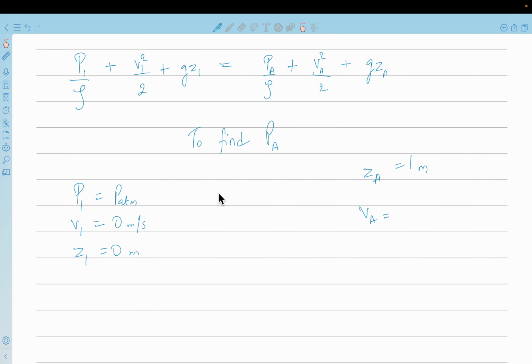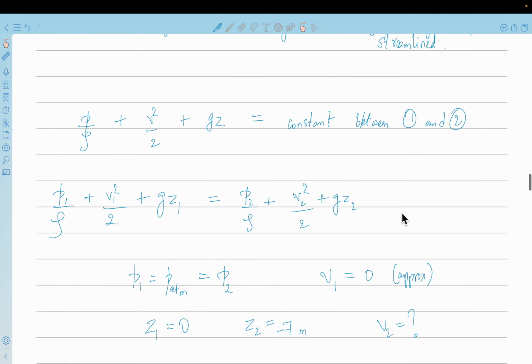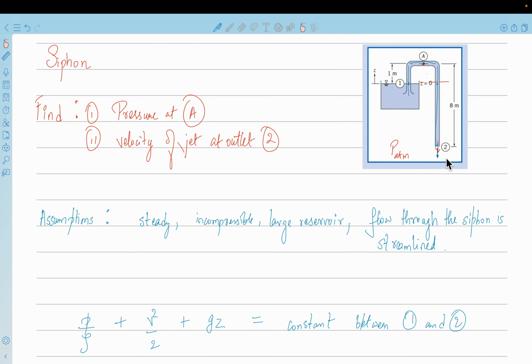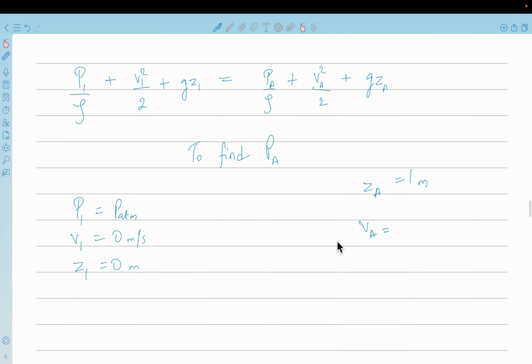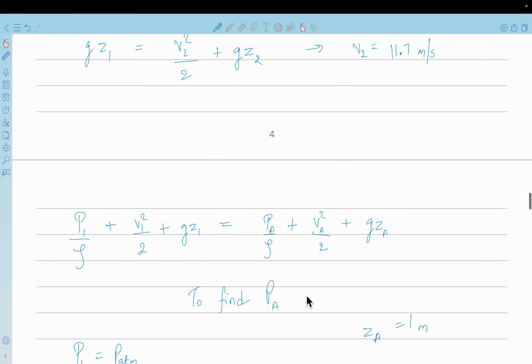No, but V1 is 0. So are you saying VA is also 0? If VA is 0, then how will the water move to the next location? So you'll have to use the equation of continuity. What does the continuity equation say? Density is conserved. A1 V1 is equal to A2 V2. But this I'll apply between the location A and 2.